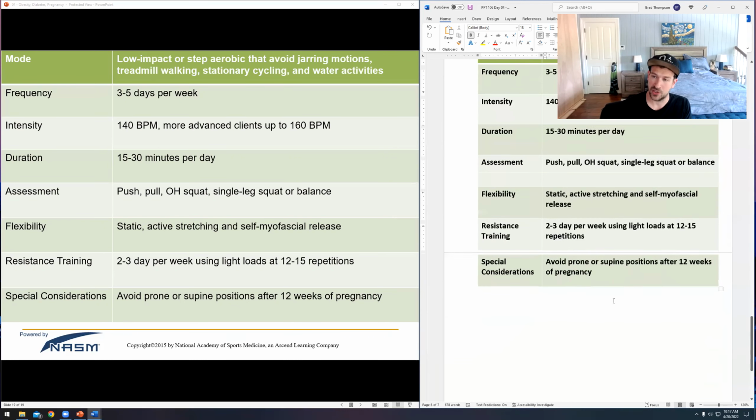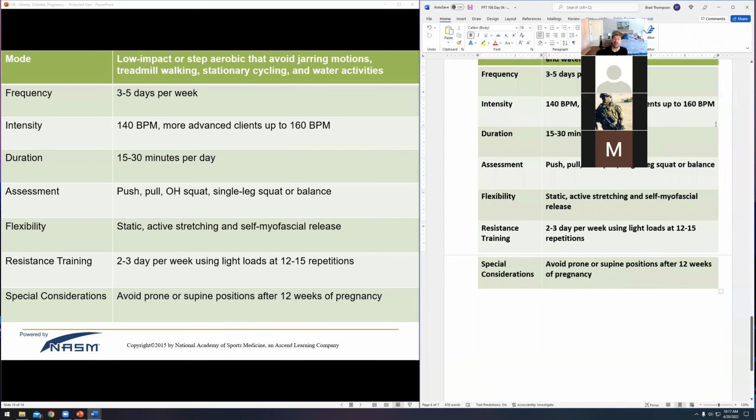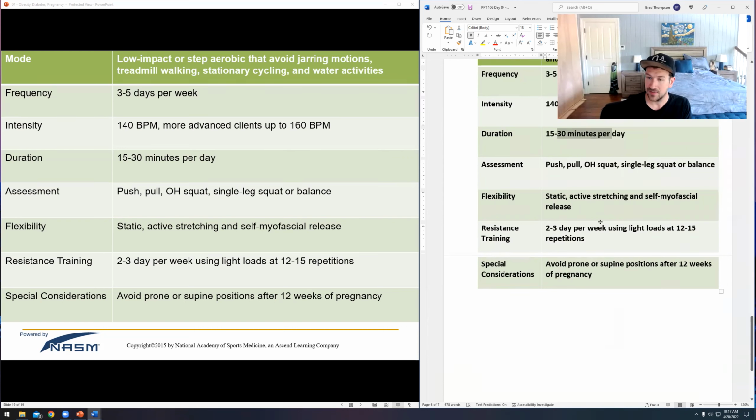Duration, we're probably going to keep it a little bit shorter. A lot of times, being on your feet during pregnancy can be pretty uncomfortable. The temperature changes can be pretty uncomfortable. All of that kind of compounds into somebody who probably doesn't want to do a full hour-long workout. So we're just going to say 15 to 30 minutes.